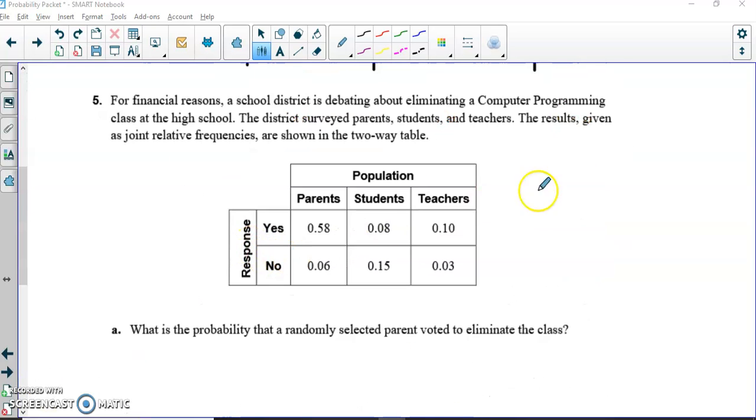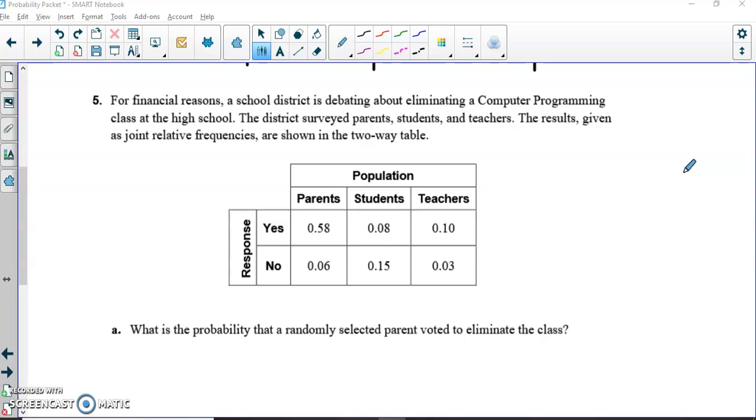Let's look at 5. For financial reasons, a school district's debating about eliminating a computer programming class. The district surveyed parents, students, and teachers, and then here's the two-way table. Okay, so they're given as joint relative frequencies, which means they're already given as probability in a decimal form. That means it's not the number, it's not like 0.58 parents said yes, it's basically 58% of the population.